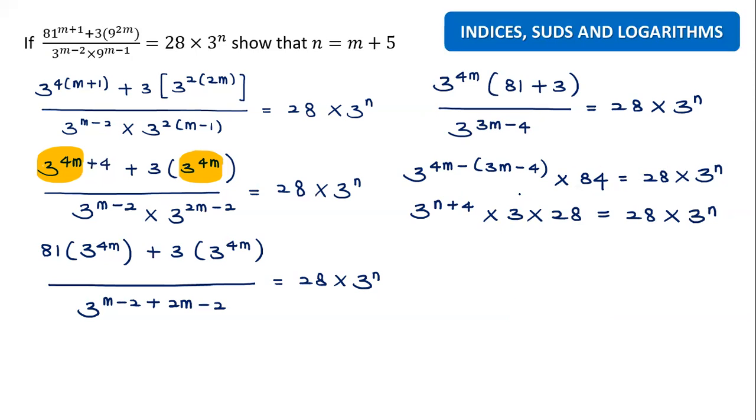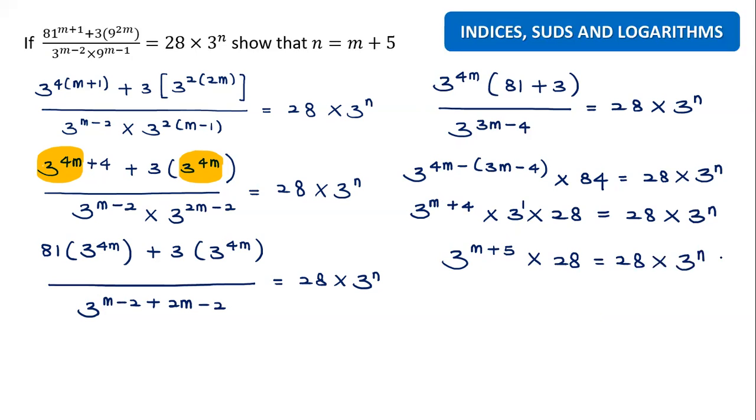So now these two can be combined, because this index is 1, this index is 1, this index is 1. So times is going to be plus. So you're going to get 3 and plus 5. Sorry, class, it's not n, it's m. So it's m plus 5 times 28 equals 28 times with the 3n.